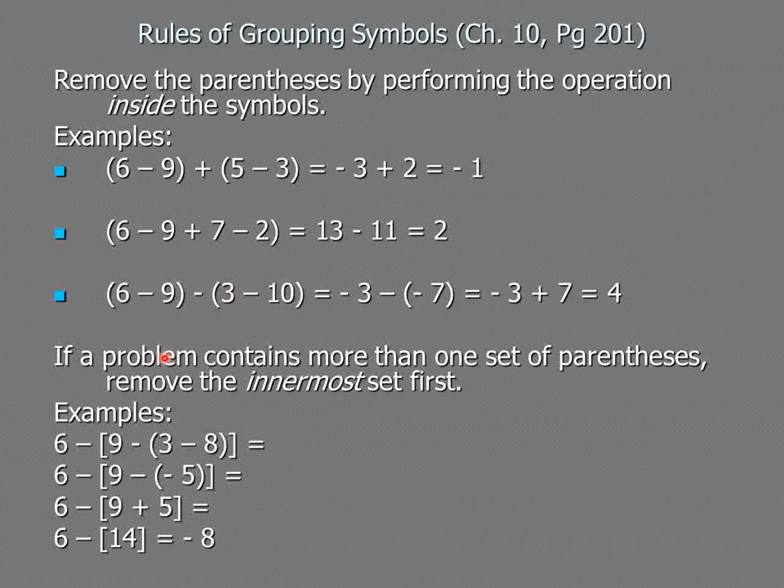Now if a problem contains more than one set of parentheses, remove the innermost set first. So look at this one, you have multiple parentheses, right? So the innermost one is what? 3 minus 8, you deal with that, you get negative 5. Then you look at the outer one. So negative makes it positive here. 9 plus 5 makes it 14. Now you deal with 6 minus 14. Both numbers have different sign. You do the subtraction. You keep the sign of the larger number, which is negative, so it's just a negative 8, right?